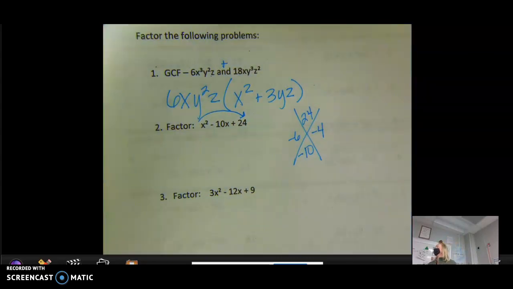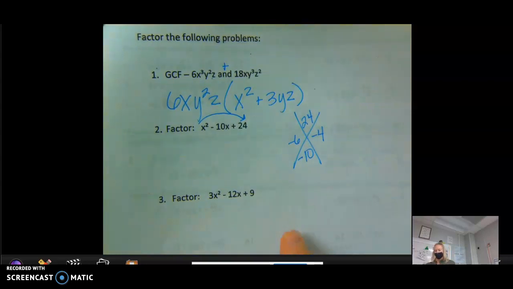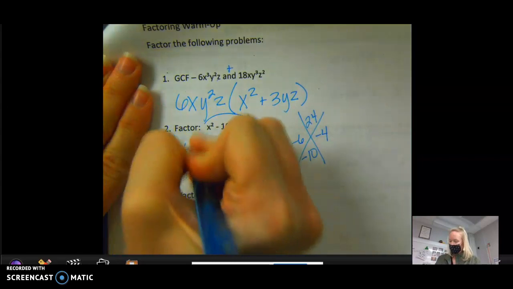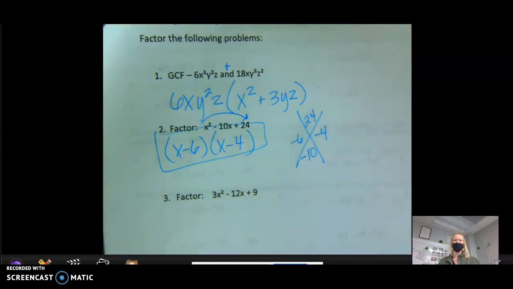Good. Yes. Negative 12 times a positive 2, though, would give us a negative 24. It does give us the negative 10 when we add, but it gives us a negative 24 and we want a positive 24. This is the easier factoring one, right? X minus 6, x minus 4. Okay, questions?